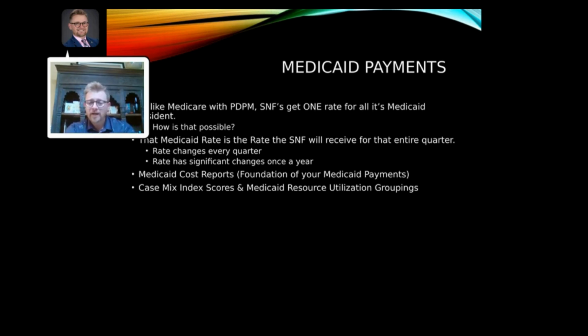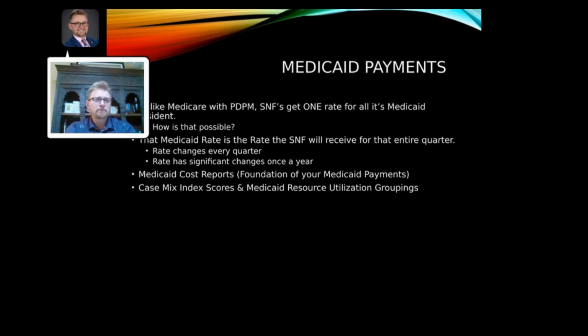So if you have 100 Medicaid residents and your rate is 250, that's what you get for every Medicaid day. So how's that possible? What makes up the rate? How do you change it? That's stuff we're going to cover in this module. A couple more foundational things. The rate will change a little bit every quarter. Now, there shouldn't be drastic changes every quarter. We'll get into that. But it does change every quarter, which means you have an opportunity every quarter to improve your rate.